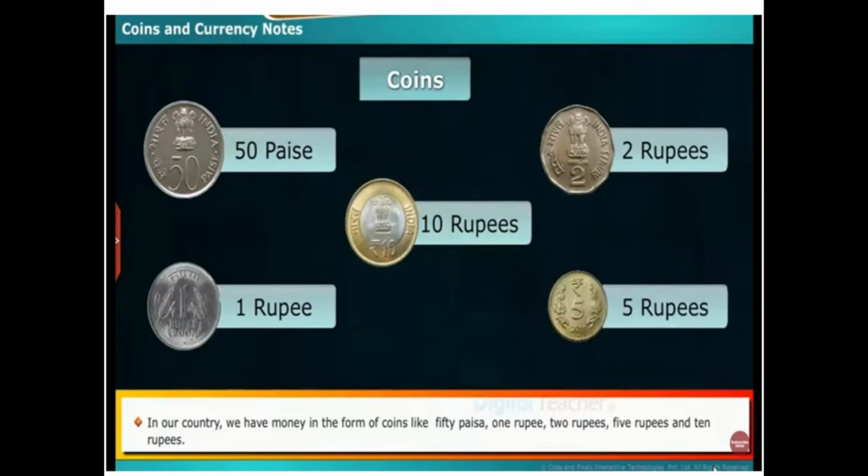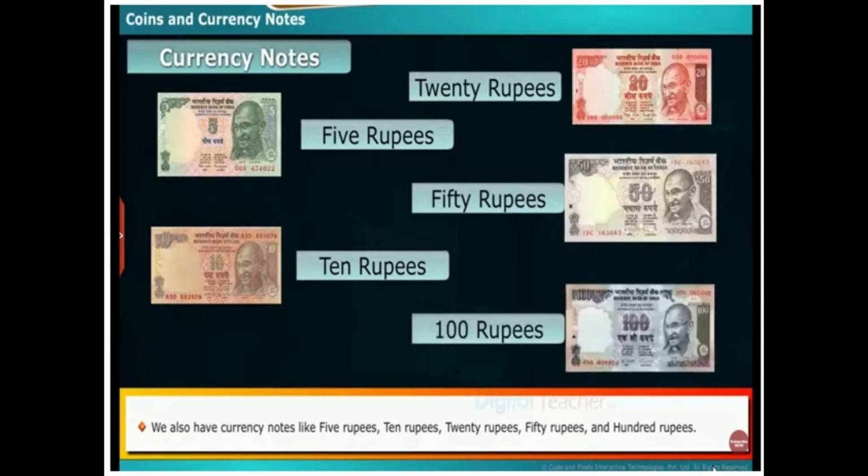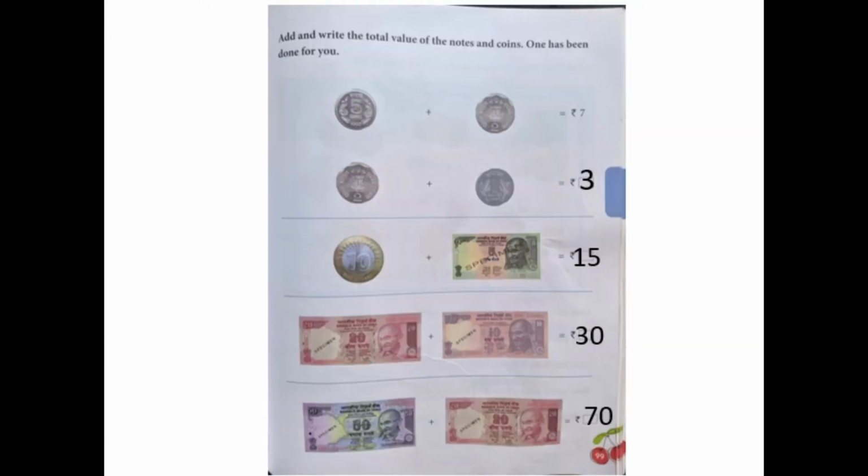Here we have some coins like 50 paise, 1 rupee, 2 rupees, 5 rupees and 10 rupees. We also have currency notes like 5 rupees, 10 rupees, 20 rupees, 50 rupees and 100 rupees. Children, here we have some coins and notes. We have to add them to get the total value of money.